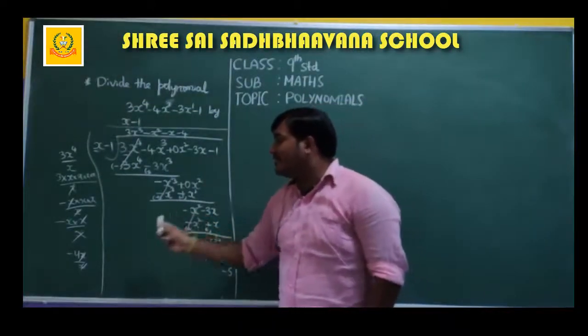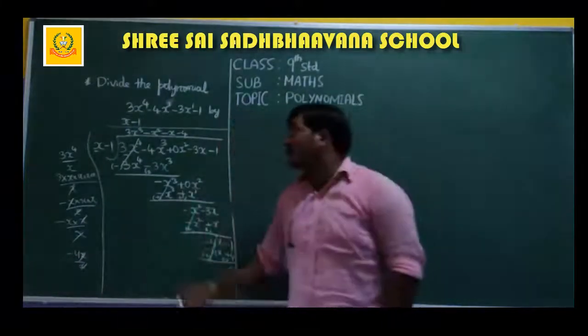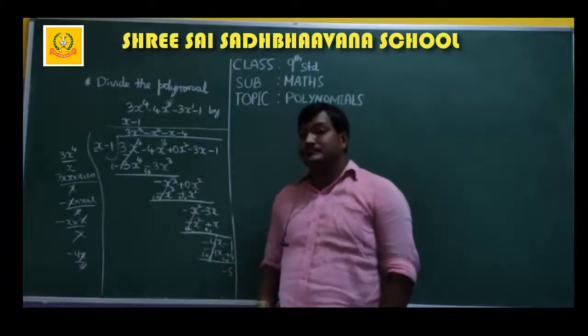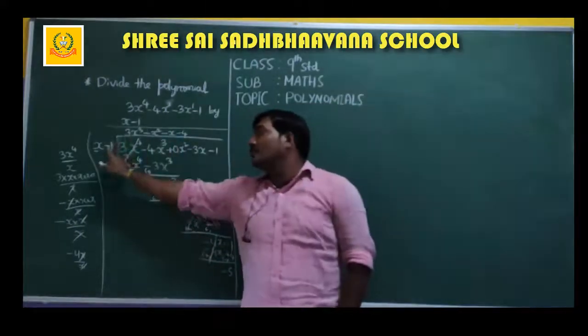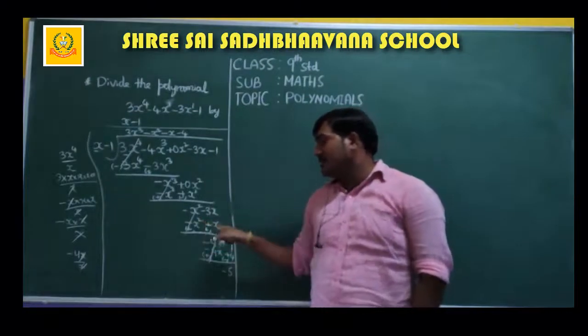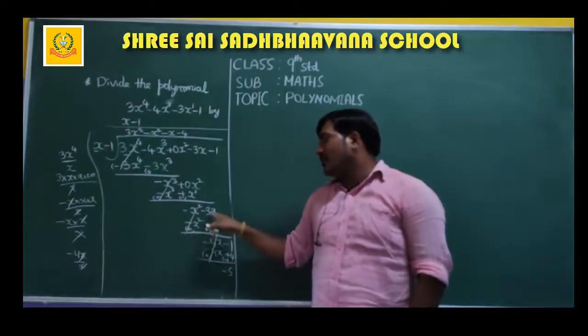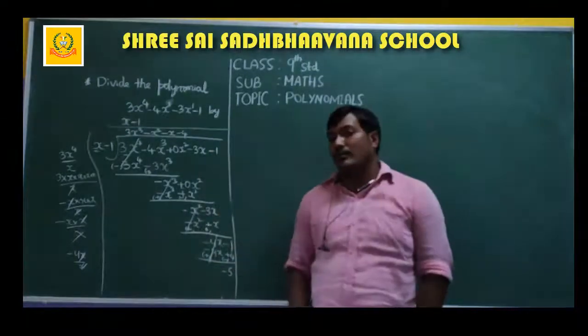So now again minus x square is minus x into x divided by x. xx will get cancelled. You will be left with minus x. So minus x into x, minus x square, minus x into minus 1, plus x. So similarly you change the signs and subtract. This will go, and minus 3x minus x, which is minus 4x, and take minus 1 down.